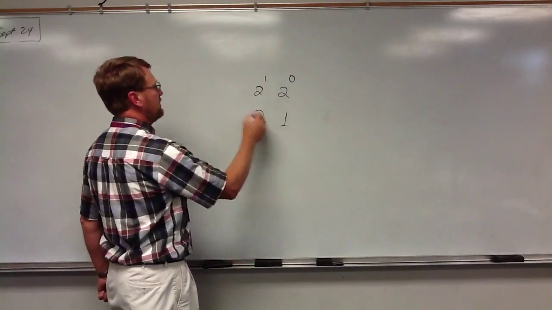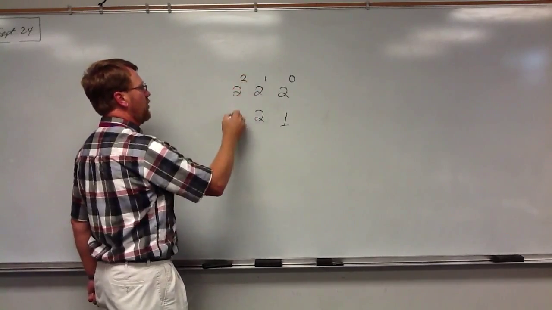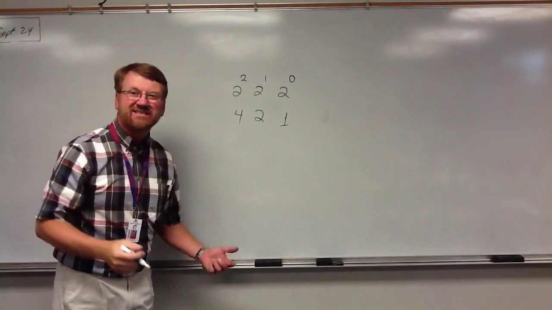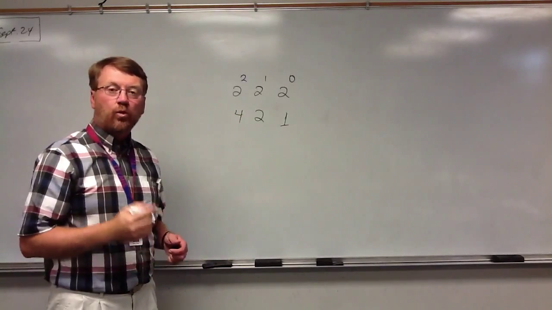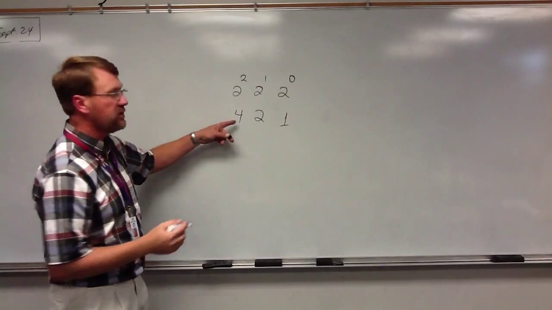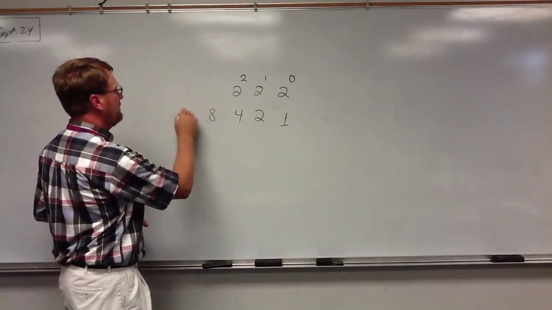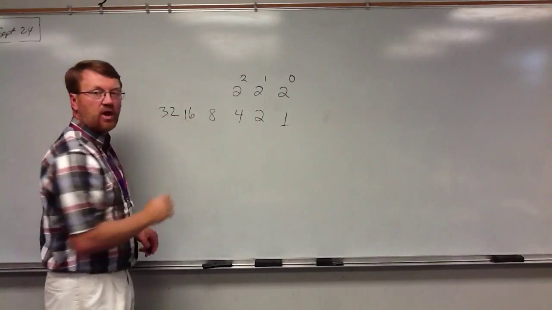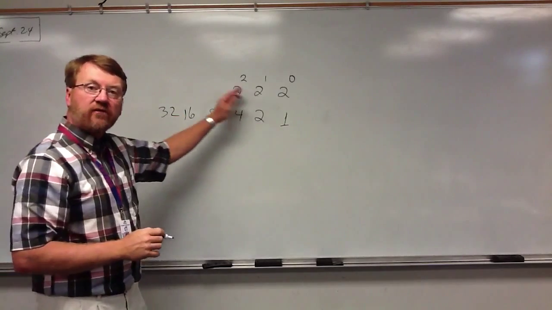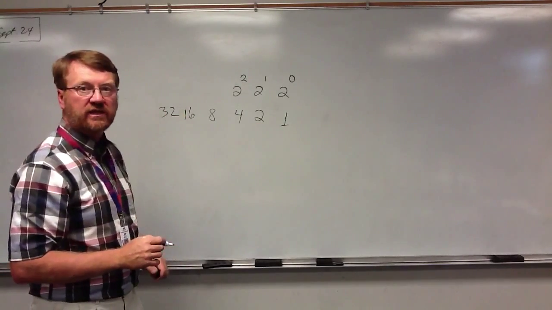2 to the first is 2. 2 to the second is 4. We don't have the ones, tens, hundreds. We have the 1s, 2s, 4s, 8, 16, 32, etc. All powers of 2, everything twice as big going off to the left.